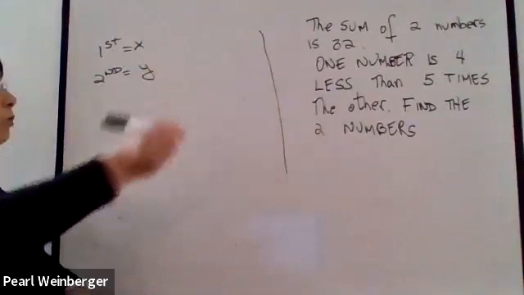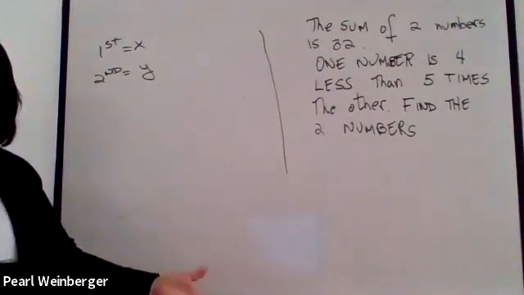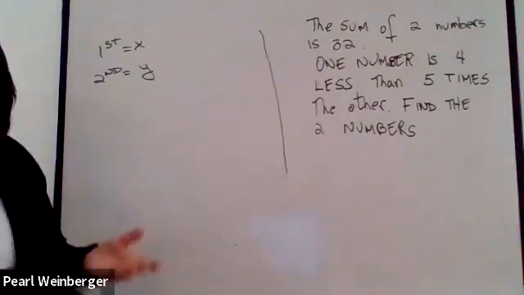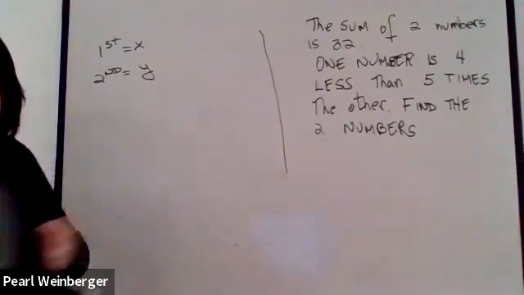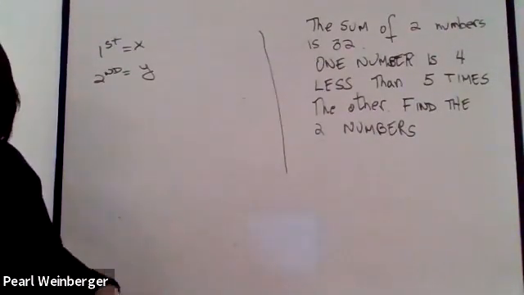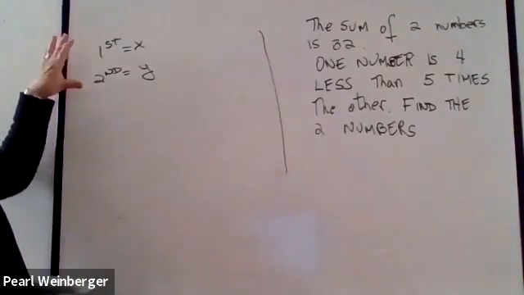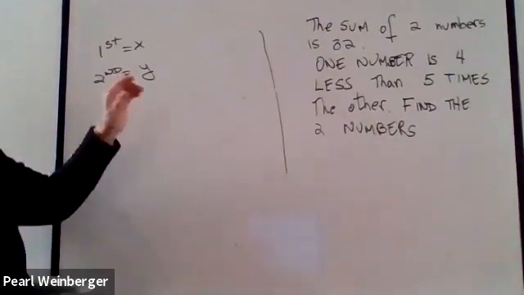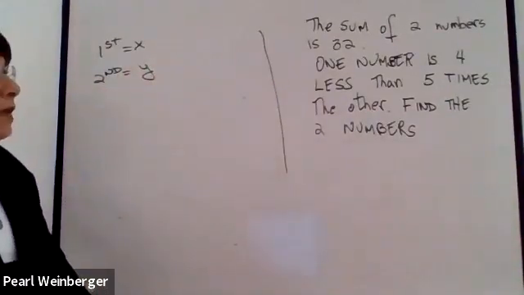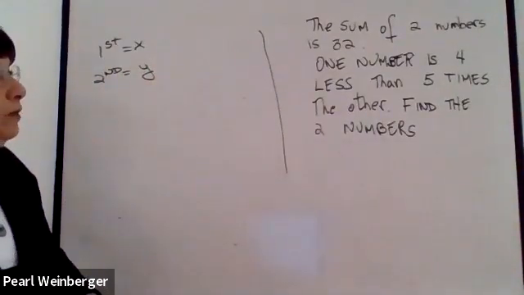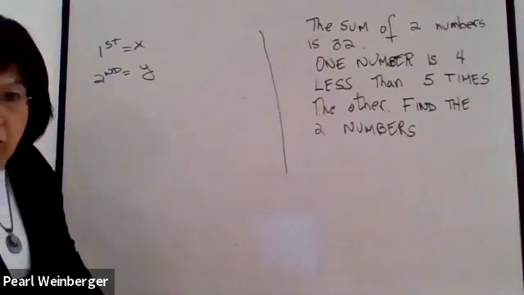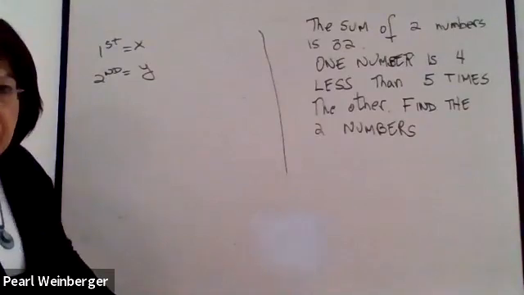If you wanted to call one L for larger and S for smaller, you could use any letters you want. I usually like X and Y, but you can use any letters. But we know that we have two numbers, one is X and one is Y. The first statement tells us the sum of the two numbers is 32. What equation do I get from the fact that the sum of the two numbers is 32?